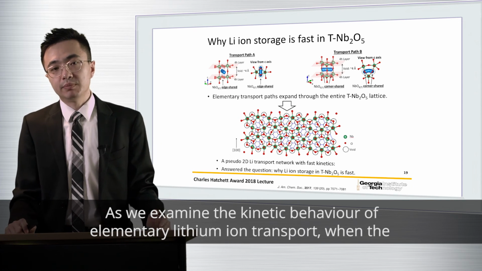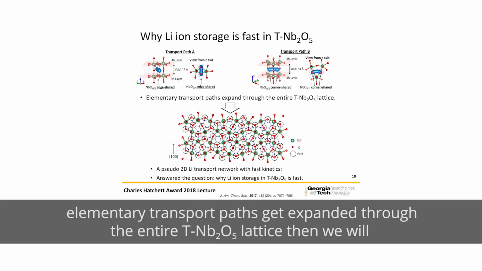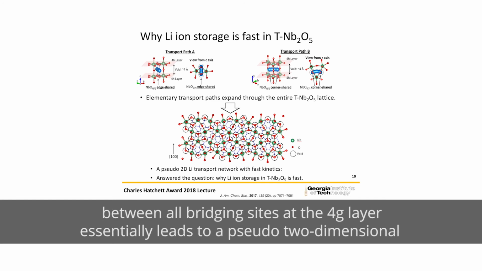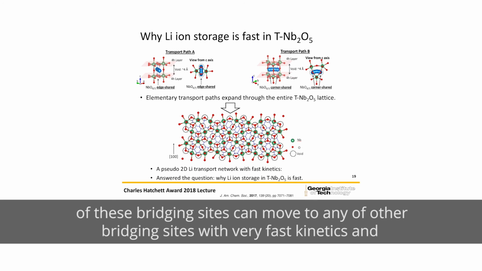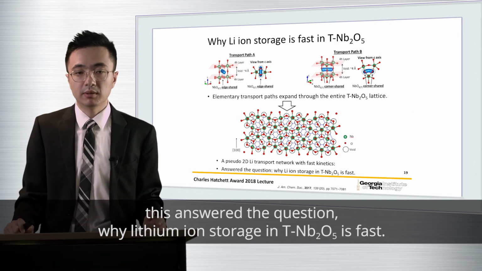As we examine the kinetic behavior of elementary lithium-ion transport, when the elementary transport path gets expanded through the entire T-niobium lattice, then we will have the overall lithium-ion transport network. In case of T-niobium oxide, the connection between all bridging sites at the 4G layer essentially leads to a pseudo two-dimensional lithium-ion transport network with fast kinetics. And we can see that the lithium at any of these bridging sites can move to any of the other bridging sites with very fast kinetics. And this answers the question why lithium-ion storage in T-niobium oxide is fast.